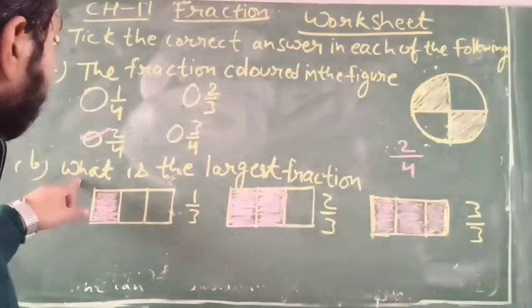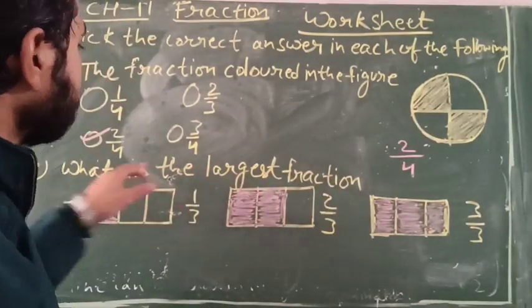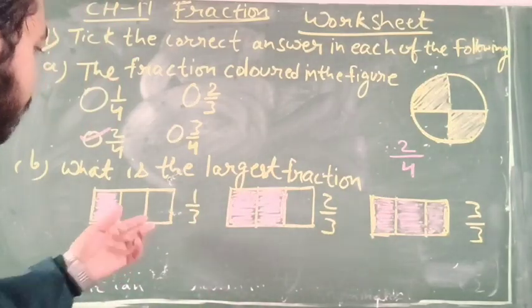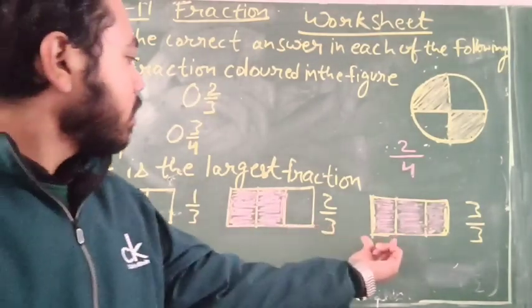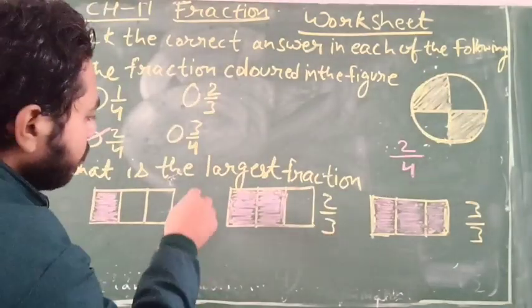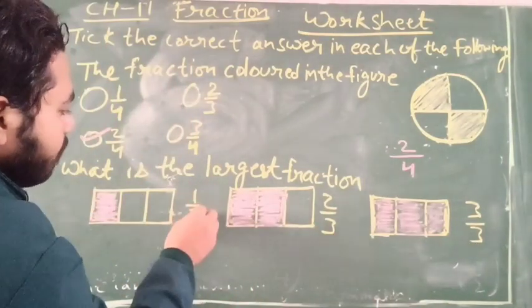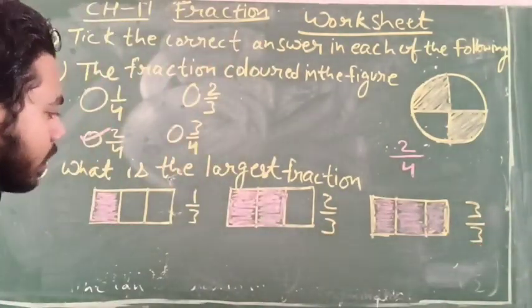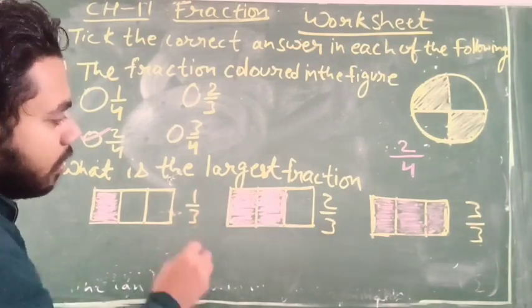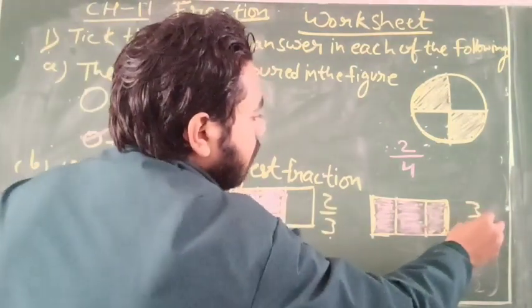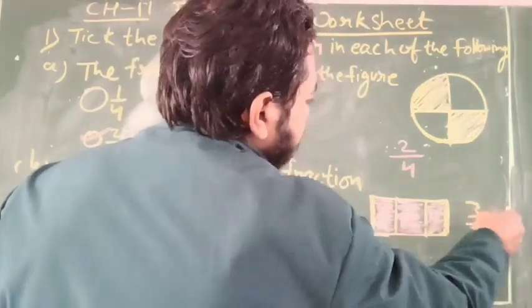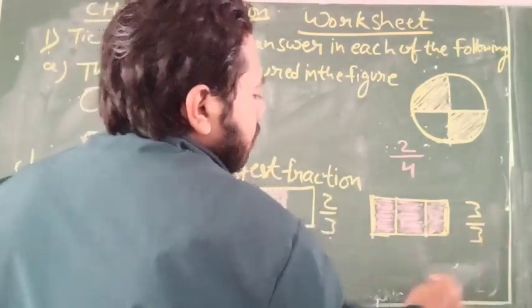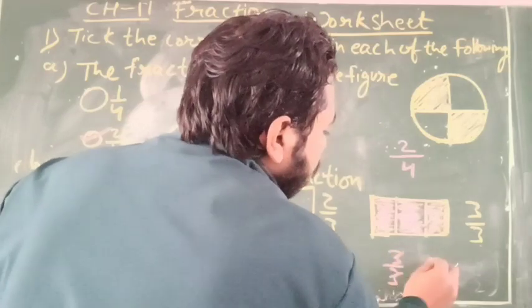Now come to the second question. What is the largest fraction among these? Here you see 3 figures, and first we try to read these 3 fractions. Here 1 by 3, here 2 by 3, 3 by 3, which we also read as 1/3, 2/3, 3 by 3. It means a whole. 3 by 3 means 1. That is representing 1.